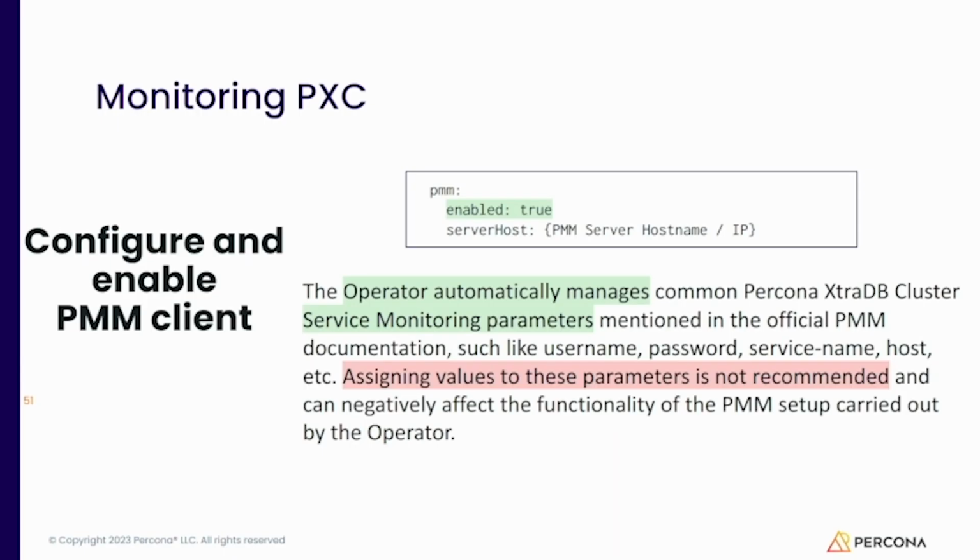Monitoring. So the operator by default accepts and can be configured with PMM version 2. So you just need to, well, actually it's not that magical. You need to set up PMM yourself, and then on each deploy, you need to target the IP address of the current PMM server, and of course, enable equal true to set up PMM.